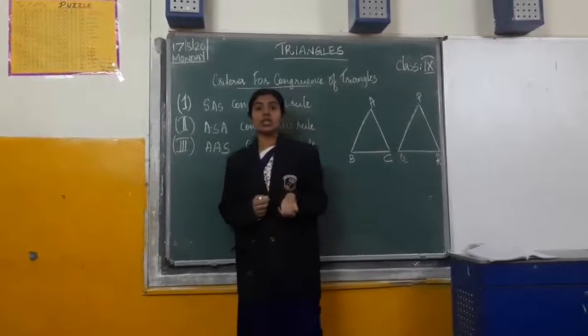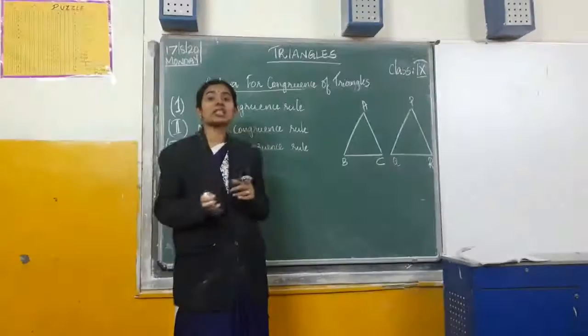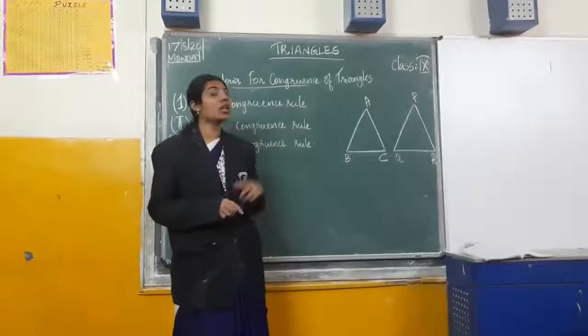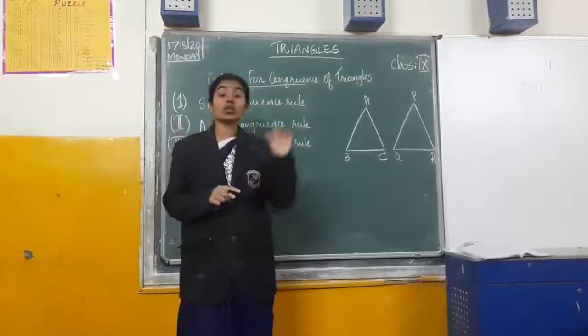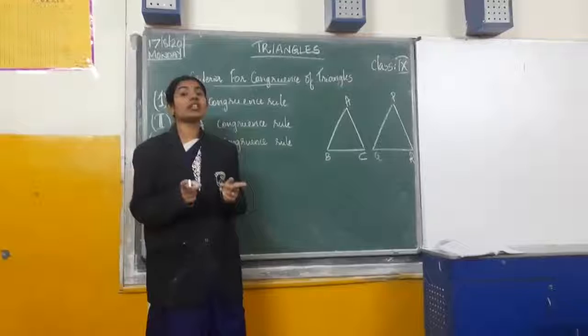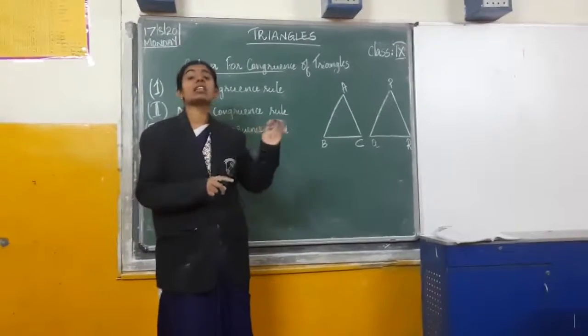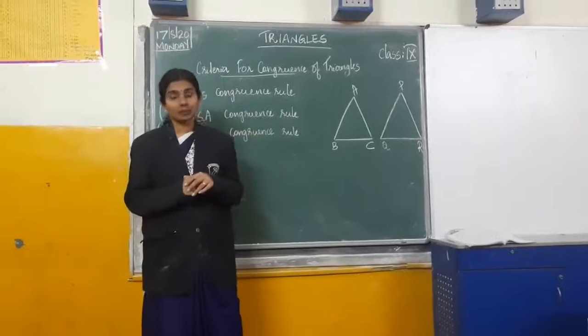Objects, we should see both having the same shape and same size. Then we can say the two objects are congruent. So what is known as congruence of triangles? Congruent triangles means the two triangles should have the same size and same angles. Then we can say the two triangles are congruent.